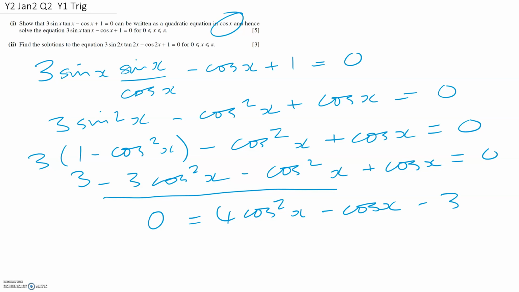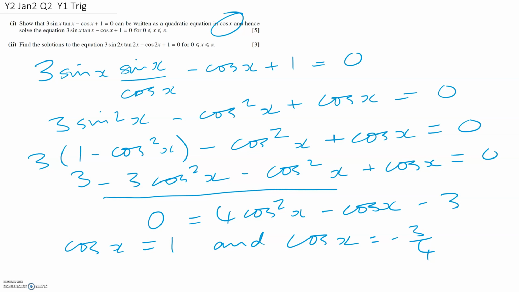If we solve this quadratic equation in cos x on your calculators, just using the equation solver, you should get that the two solutions are 1 and minus 3/4. So cos x equals 1 and cos x equals minus 3/4.